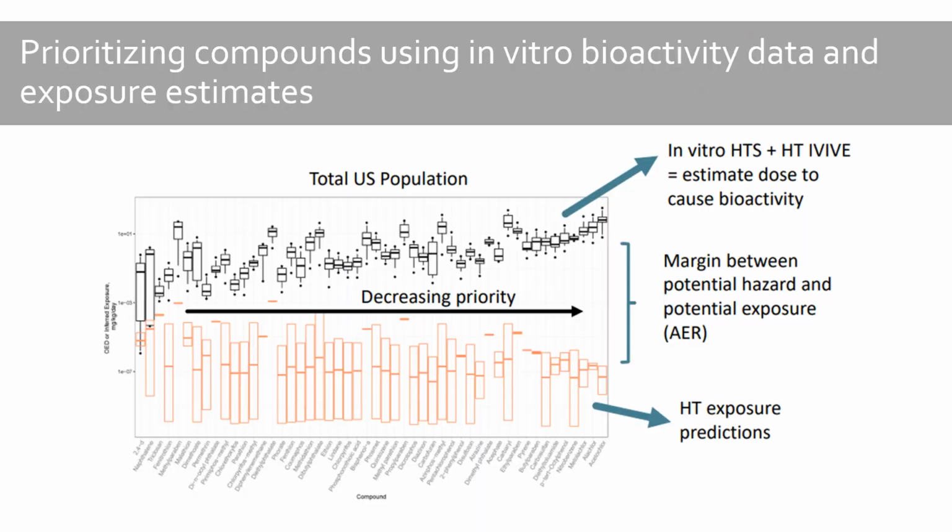So how can the simple PK models be used? Well, they can be used to prioritize compounds. Here you have an example where you have thousands of chemicals on the bottom, and here we have high throughput exposure predictions, probably from ExpoCast, and on the top we have the estimated dose to cause bioactivity coming from in vitro high throughput assays where we did high throughput IVIVE. When we have these two kinds of data, we can calculate what we call an activity exposure ratio, or AER, which is kind of a margin of exposure. And we can see where the margin is extremely low, so we need to really look deeper into these chemicals. But usually there's a decreasing priority with an increasing margin of exposure.